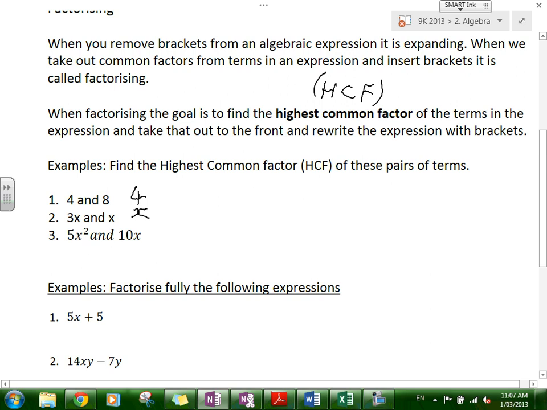The next one is 5x squared and 10x. 5x squared and 10x. What's the highest common factor? So we can start off by thinking, what are some common factors? 5. Yeah, 5x is the highest common factor. 5 goes into both because 5 divided by 5 is 1. 10 divided by 5 is 2. X goes into both. But the highest common factor is actually both of those together, 5x. Right? So that's the way that we can see that that's the highest common factor, 5x.